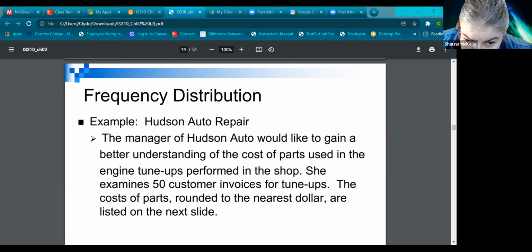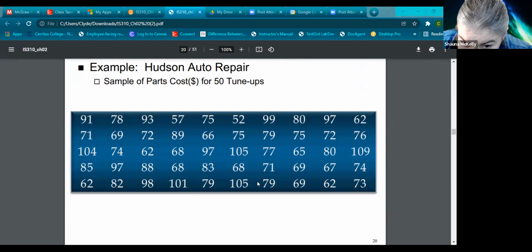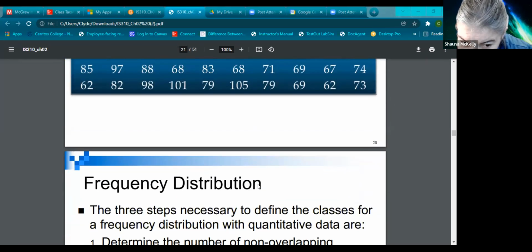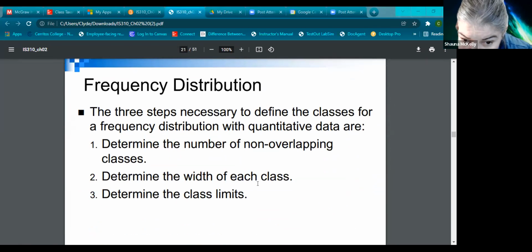So there's an example, another one, Hudson Auto Repair, okay? The manager of Hudson Auto Repair would like to gain a better understanding of the cost of parts used in the engine tune-ups performed in the shop. She examines 50 customer invoices for tune-ups. The cost of parts rounded to the nearest dollar are listed. So she gives you the data right here. There's the data. It's very hard to kind of get any sense of what this data is. So she's going to summarize it somehow.